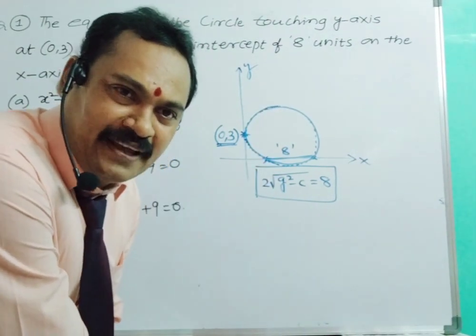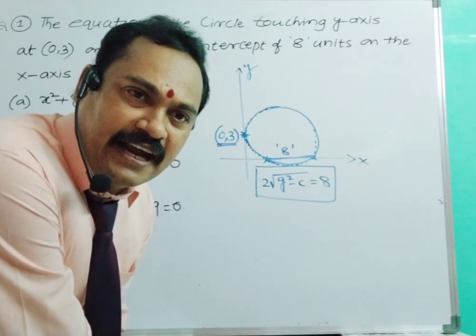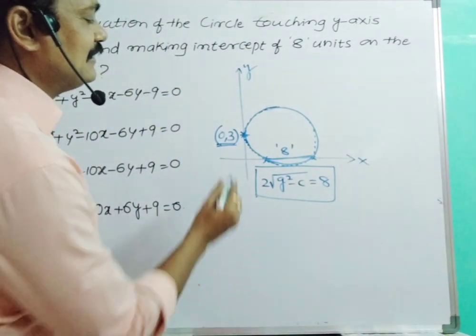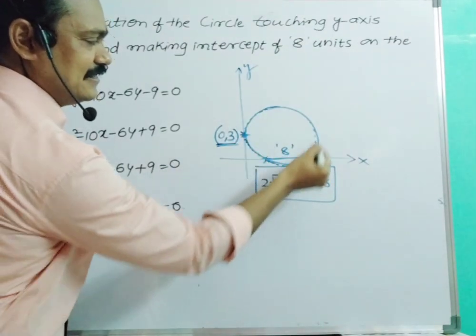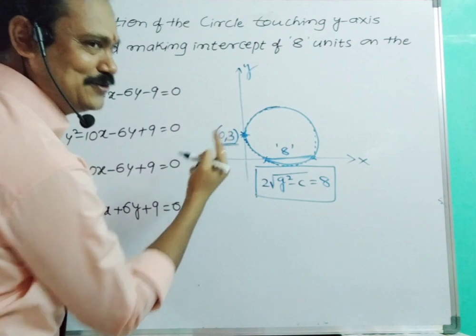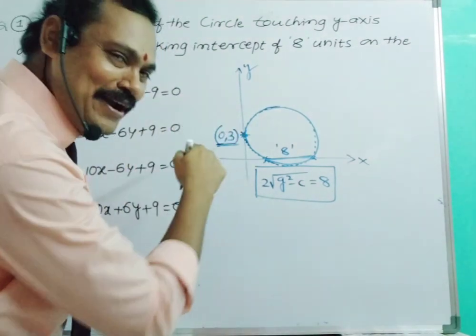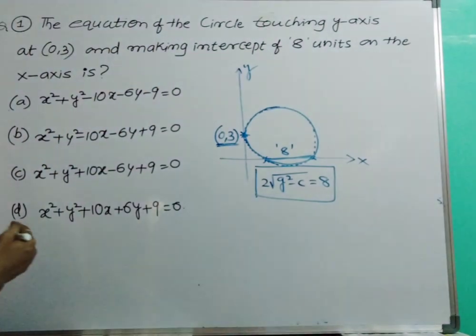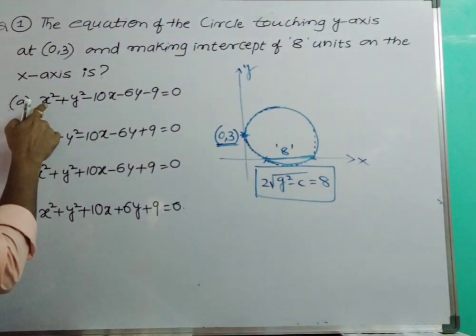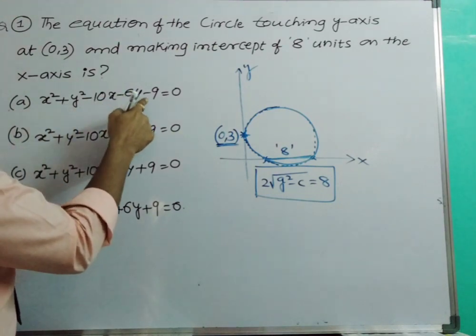Firstly, let us verify which option satisfies the point (0, 3). Which circle is our required circle? The given circle passes through (0, 3). First verify which option that point satisfies. Let's go with the first option: x square plus y square minus 10x minus 6y minus 9 equals 0.